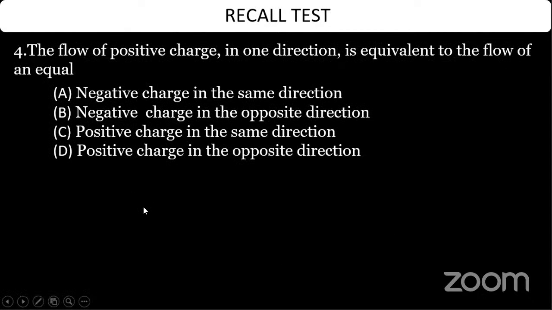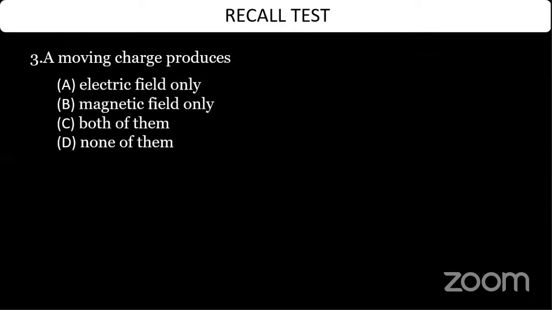A moving charge will produce dash. So again, an easy question. Come on, guys, try to answer. I have launched the poll again for you guys. So, a moving charge will produce dash. What is being produced by a moving charge?